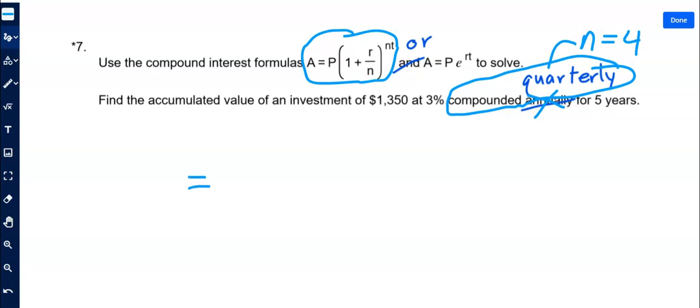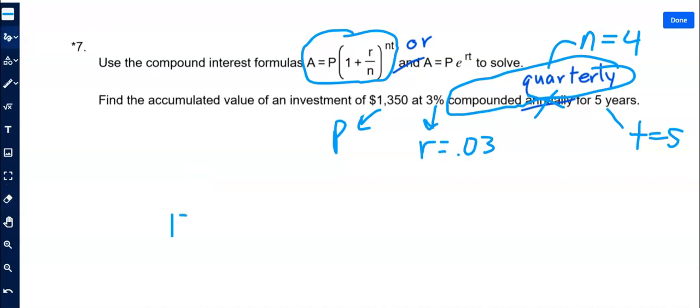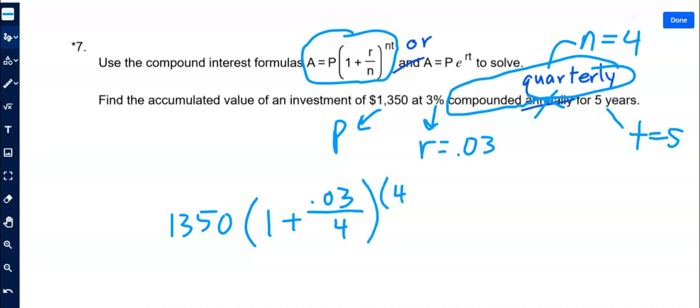So, how much do I have to start with? Well, there's my principal. My interest rate is 0.03. We know the time is 5 years. So it looks like we have 1350 times 1 plus 0.03 divided by 4. Remember, your exponent needs to be in parentheses. 4 times 5. You let the calculator do the heavy lifting.